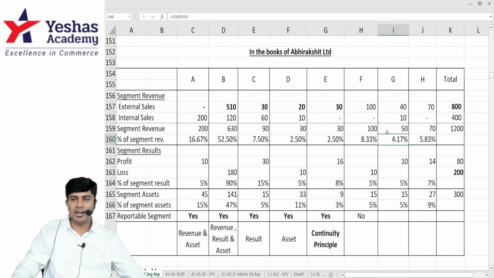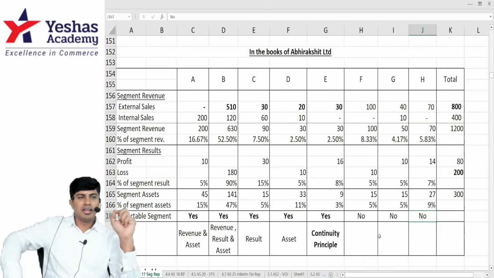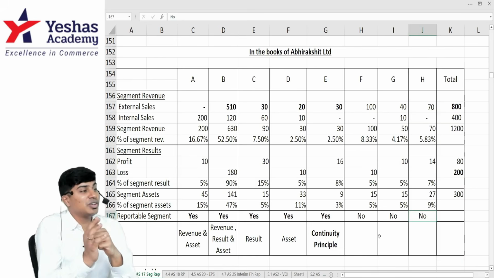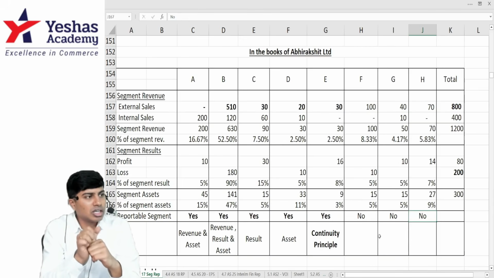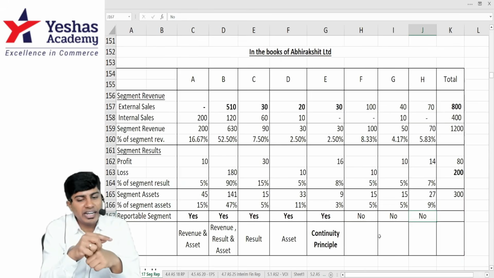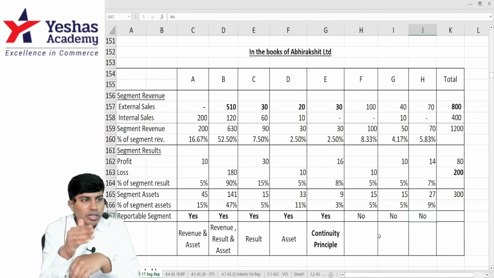Then G: 4.17, no. 5, no. 5, no. Not reportable. H: 5.83, no. 7%, no. 9%, no. Not reportable. We have forgotten something. We need to check the external revenue criteria to see if a minimum of 75% is reported. If yes, good. If not, what to do? Identify one among F, G, H as a reportable segment to take it up to 75.